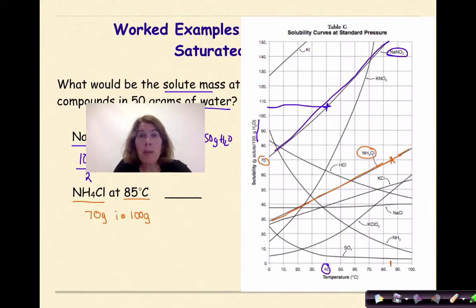But again, we're not in 100 grams of water. What are we in? We're in 50 grams. So I need to take that 70 grams and divide it by 2, which means in this case, I'll have about 35 grams of ammonium chloride, NH4Cl, dissolved in 50 grams of water. So you really need to pay attention to that. What is the amount of solvent that you're working with? Are you working with 100 grams of water, which is what table G is in? Are you working with 50 grams of water? Or might you be working in 200 grams of water? Let's look at some examples of that.